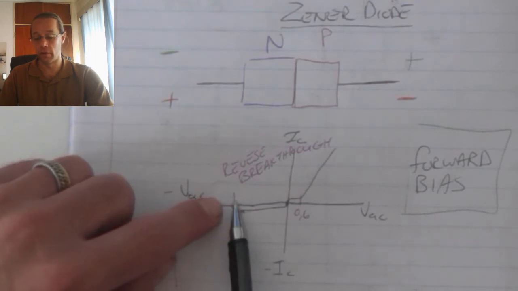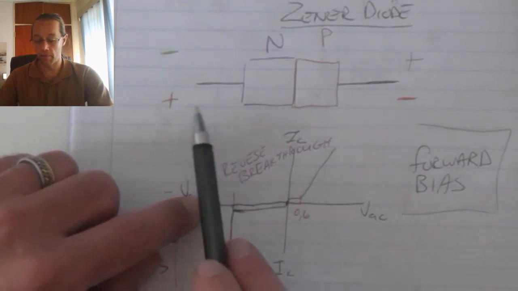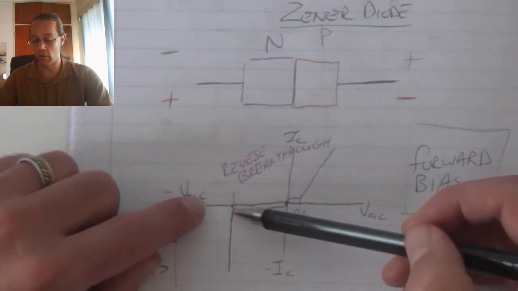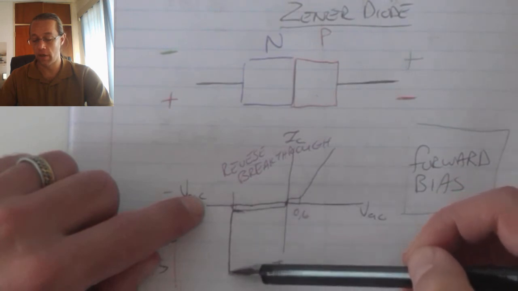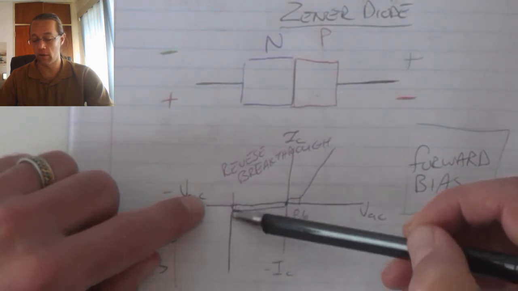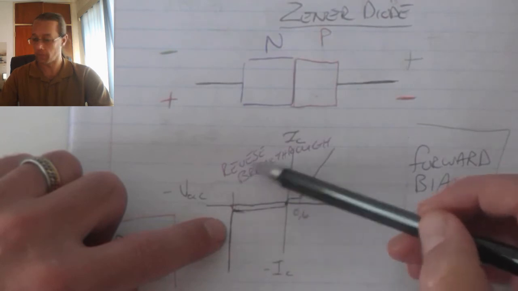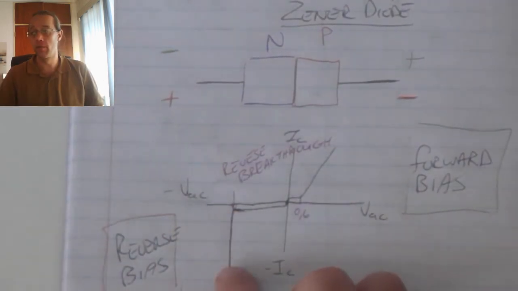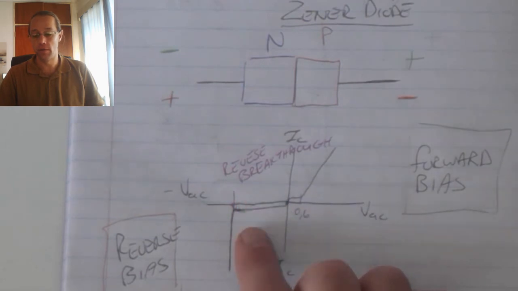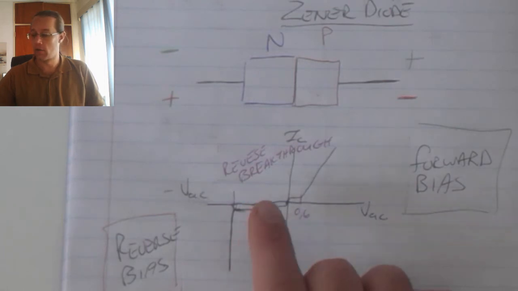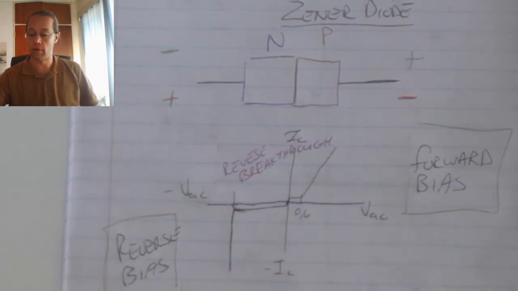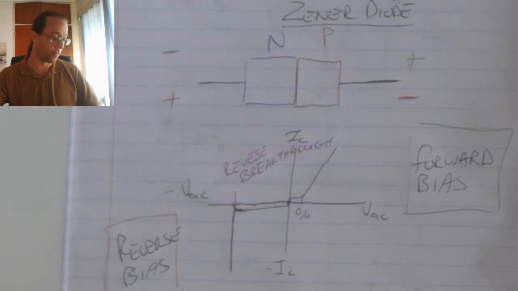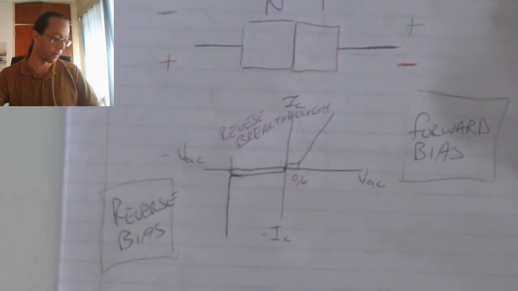Now even if I increase the voltage further across the Zener diode, that voltage on the Zener diode will always remain constant at that breakthrough level. Because this breakthrough happens at smaller voltages, the Zener diode does not burn out when it experiences the reverse current flow as a normal diode would.